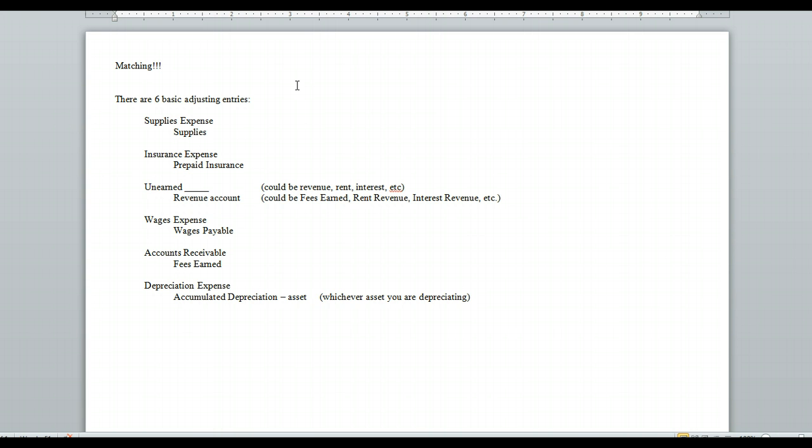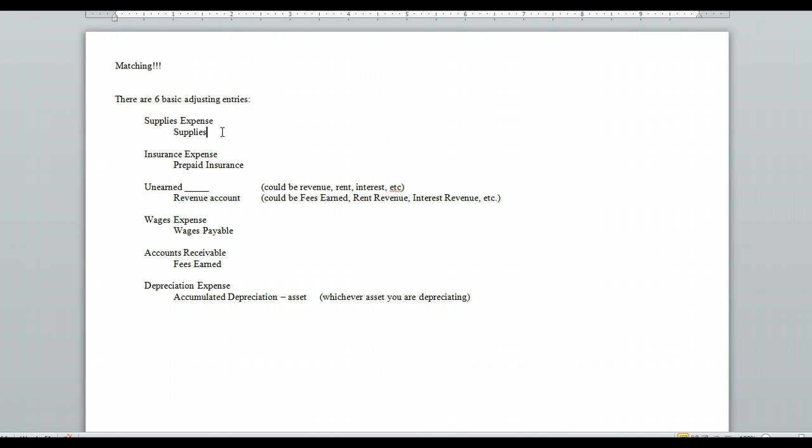On all of these entries, the debit and the credit will be the same every time. What I mean by that is when we make our adjusting entry for supplies, every single time we will debit supplies expense, we will credit supplies. Every time we make the adjusting entry for supplies, that debit and credit will be the same. The accounts will not change. The debit and credit will not change.